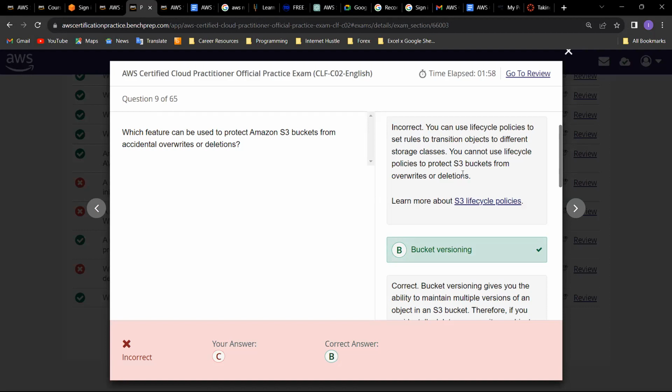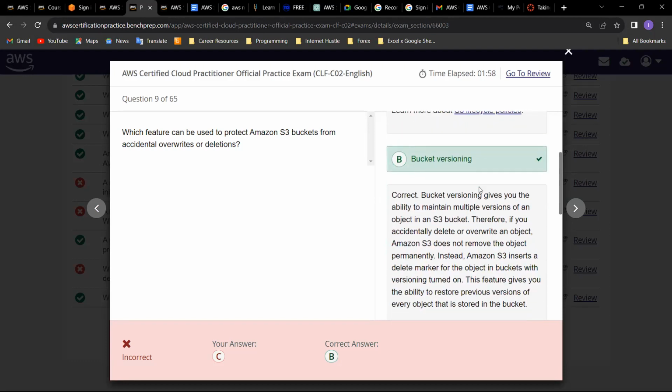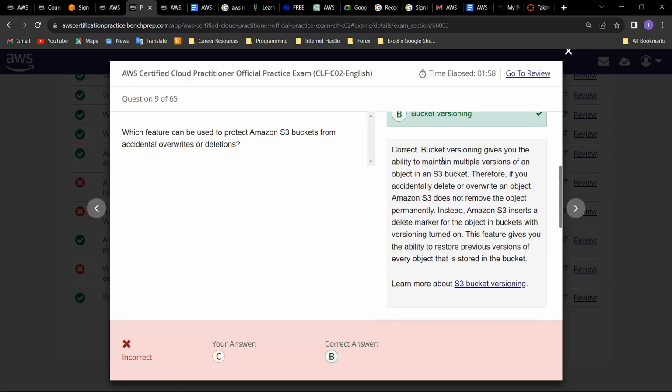Let's read what they put. Bucket versioning gives you the ability to maintain multiple versions of an object in an S3 bucket. Therefore, if you accidentally delete or overwrite an object, Amazon S3 does not remove the object permanently. Instead, Amazon S3 inserts a delete marker for the object in buckets with versioning turned on. This feature gives you the ability to restore the previous versions of every object that is stored in the bucket.